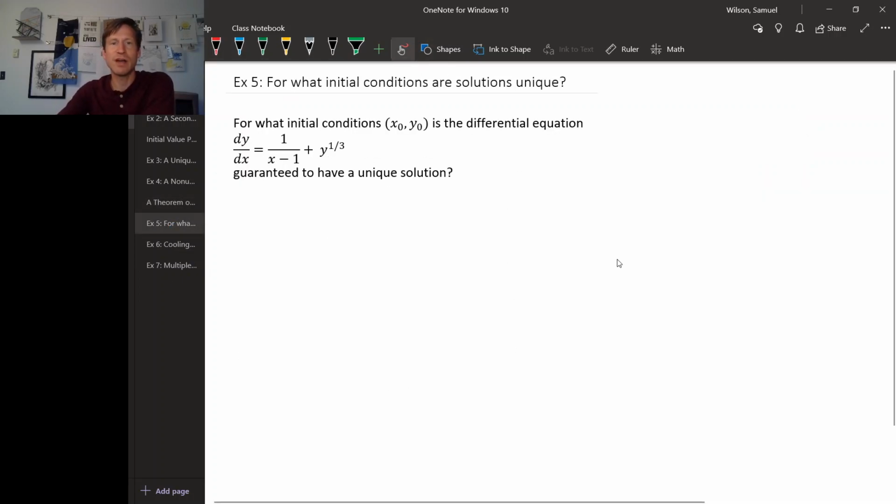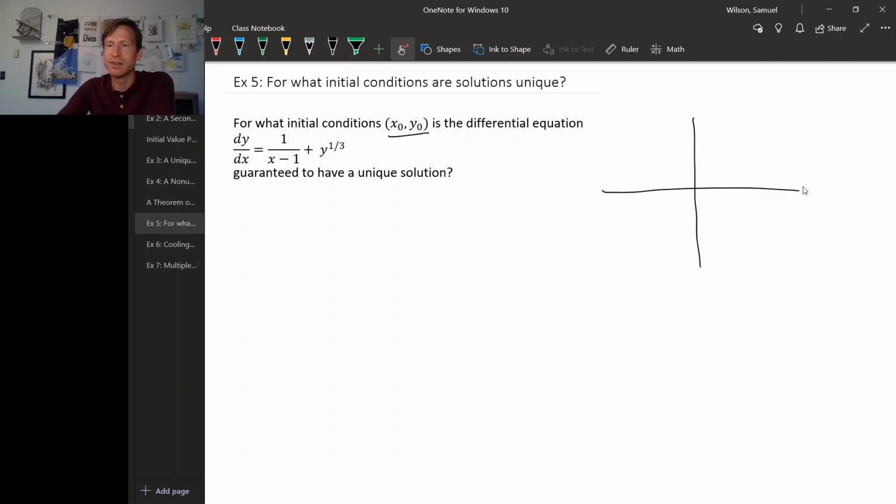First example, let's figure out for this differential equation, for what initial conditions is this guaranteed to have a unique solution? So we don't have a complete initial value problem yet. What we're asking is, remember, an initial value for a first order equation is just a point in the xy plane. And what we're asking is, for what points in the xy plane is there a single solution through that point? That's what we're really asking. So let's use our theorem.